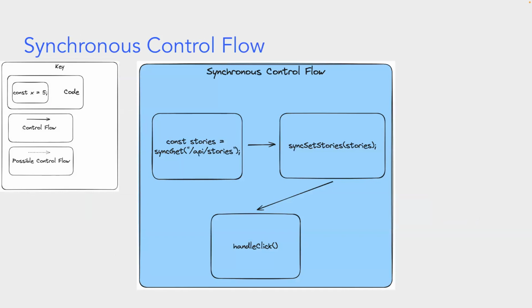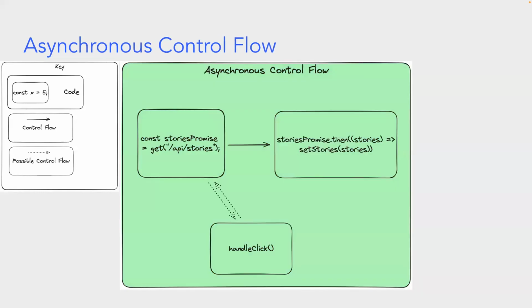With synchronous control flow and synchronous code, if we got some stories with syncGetStories and then we called syncSetStories, we couldn't run handleClick until we actually finished both of those other statements. And that means that we are going to take a really long time to actually handle this user's click. We'll talk more about why that's actually bad, but that's one of the main motivations for async. We can run handleClick at a time where the website will feel more responsive to the user if we use asynchronous control flow.